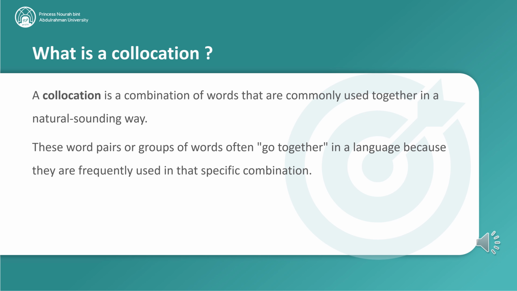Let's start by looking at the definition of collocation. What is a collocation? A collocation is a combination of words that are commonly used together in a natural sounding way. These word pairs or groups of words often go together in a language because they are frequently used in that specific combination.